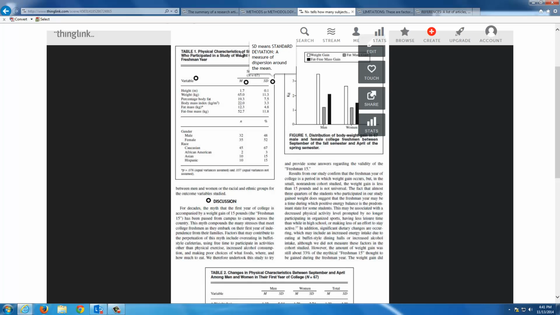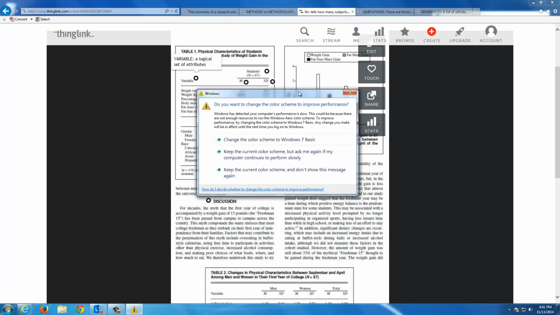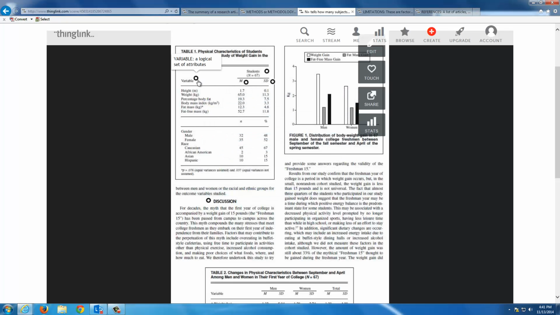You can see up here some charts that are going to give us some more information about the results. For our purposes in this assignment, this is not really terribly important. I might just highlight a couple terms. Here you can see the term variable. This is a set of attributes that the study is looking at. SD here refers to standard deviation. M stands for mean or the average.